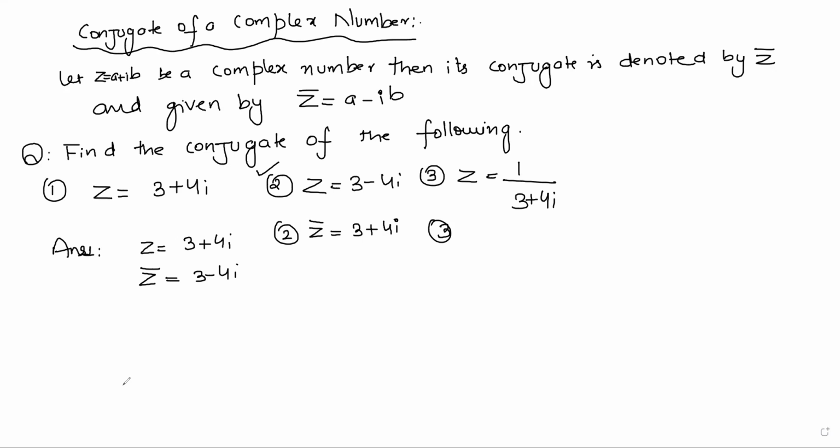Yusra, you might have some network problem, so you can reply to me on the chat box. Sir, is it 3 by 25 plus 4 by 25 iota? Very good. This is correct. So this is the third question. Please start the fourth one.